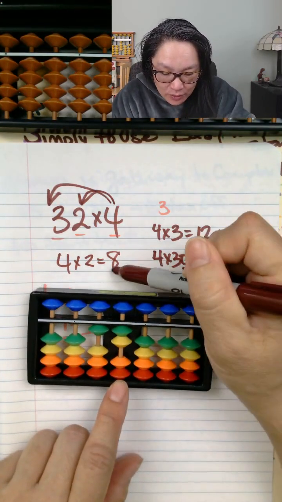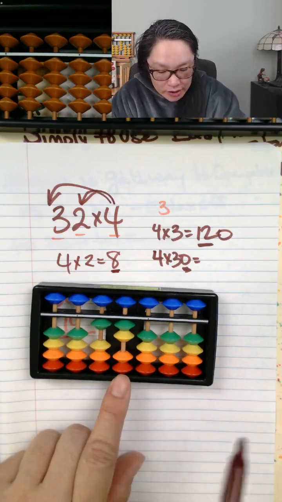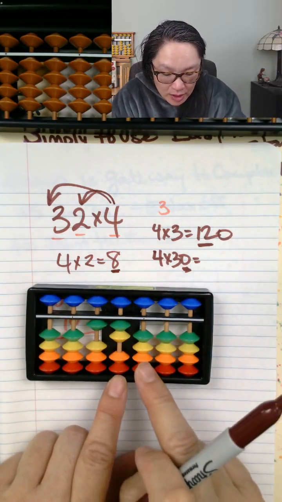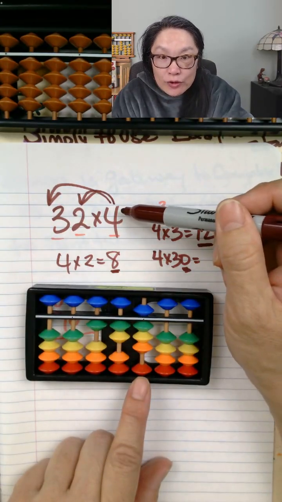Okay, so here's the question. What do I do with this 8? This 8 is a single digit. What am I going to do? I'm just going to move to the next column over. I'm going to add 8. And now what I just did was distributive property.